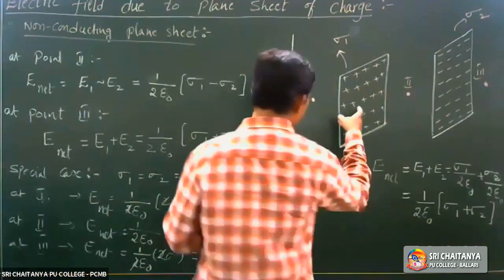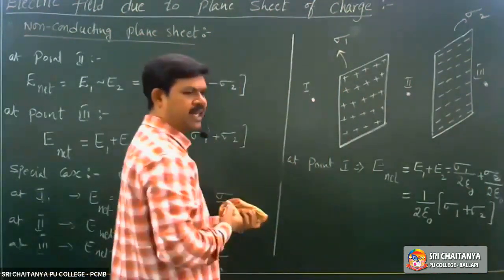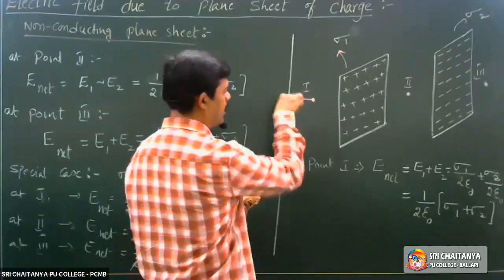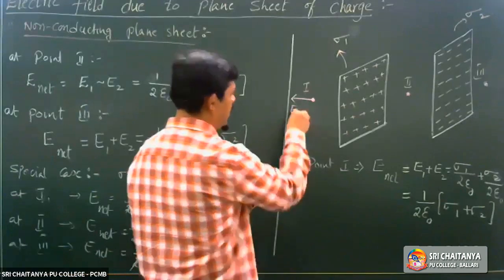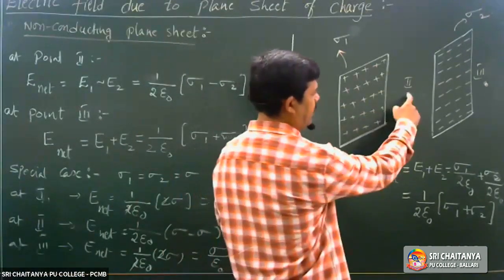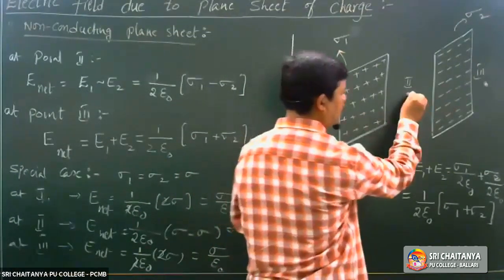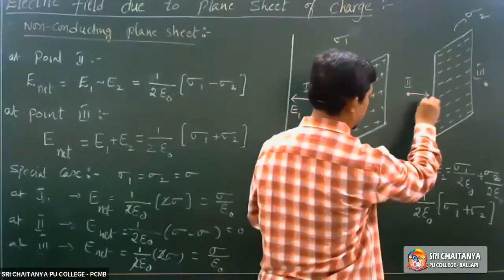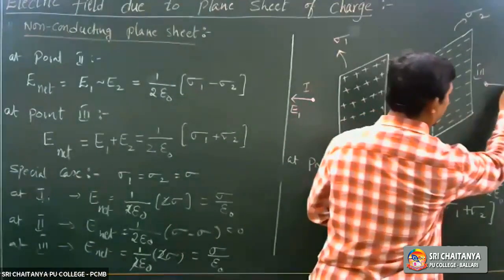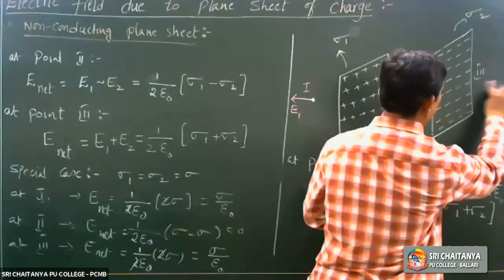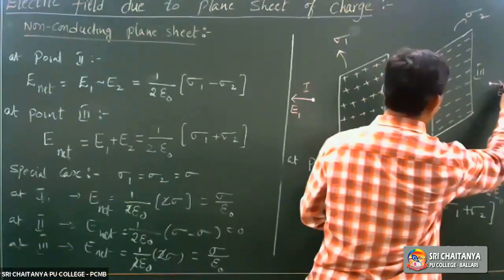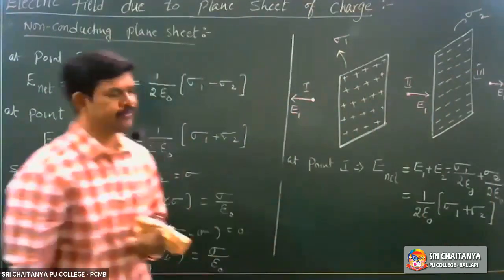Here, due to this first plate, what is the direction? Positive, outward. Right? Due to the same plate, here at this point, positive, outward. Due to this plate, at this point, outward. So first plate work is over.